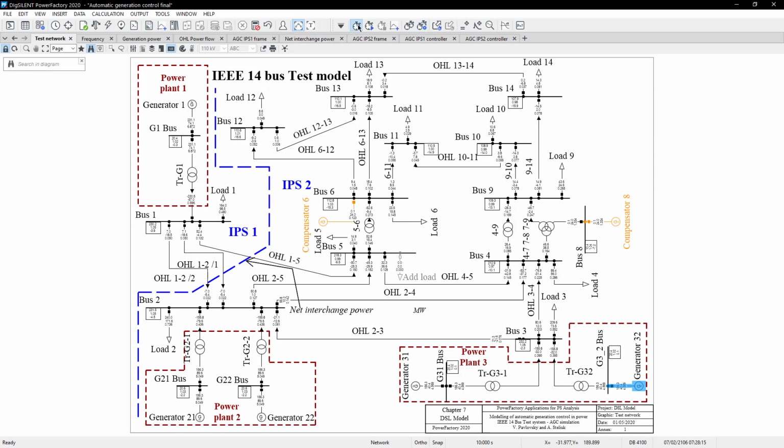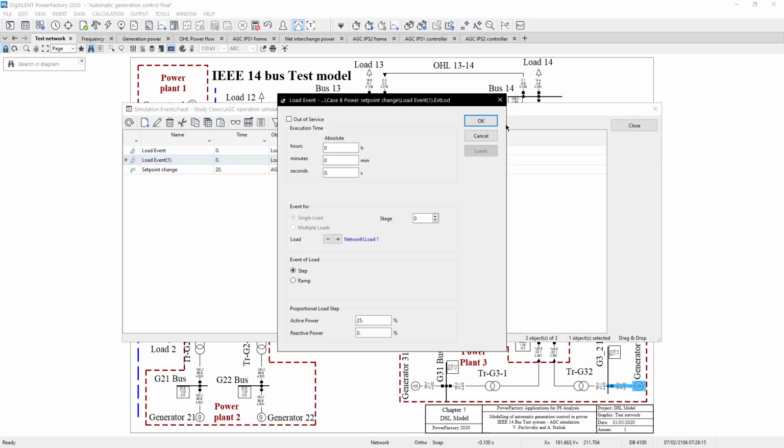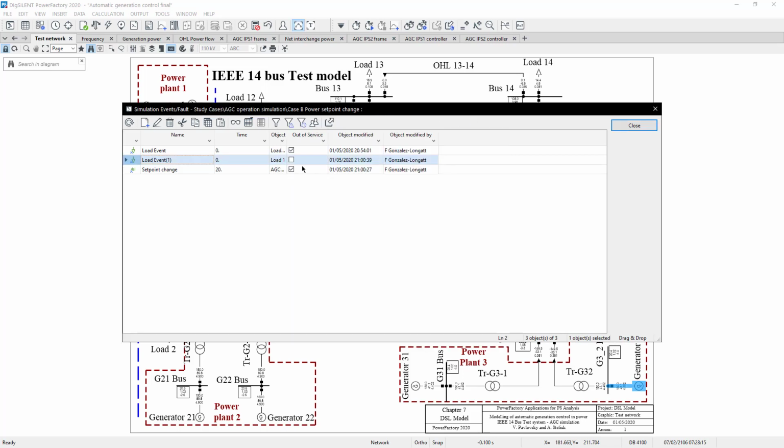I will run the initial conditions here, okay? And then let me check. I have other disturbances here, but let's see this one. Yes, this is a step increase, a step increase of 25% at load number 1, okay? That is happening at 0 seconds. You can see here, load number 1, 25% increase, happening at 0, okay? That is the only disturbance that is over there. The other two disturbances are out of service. They are not taken into account, okay?